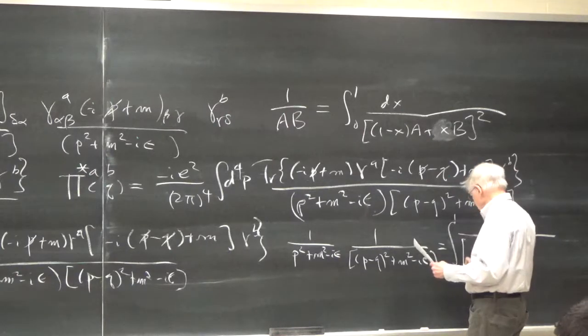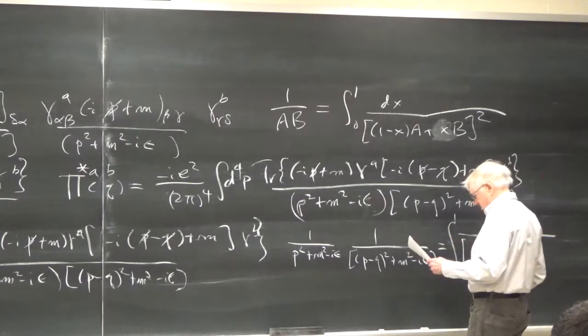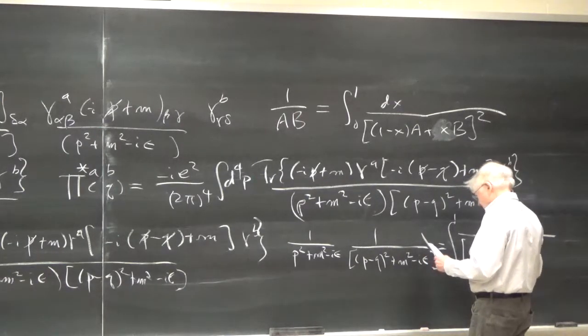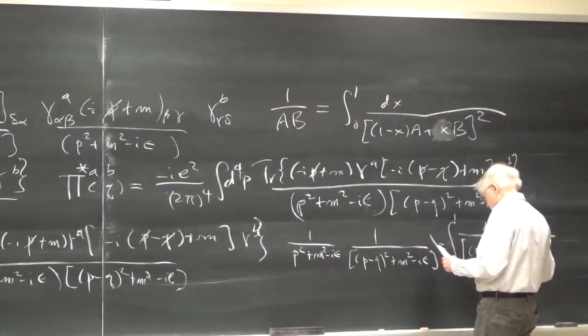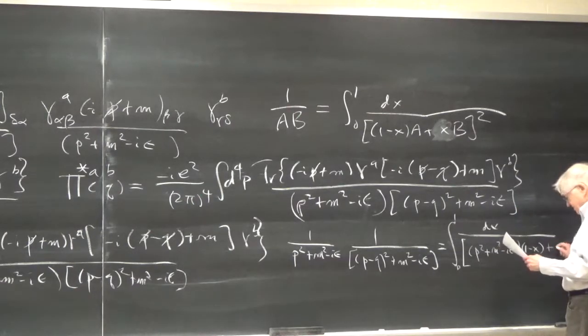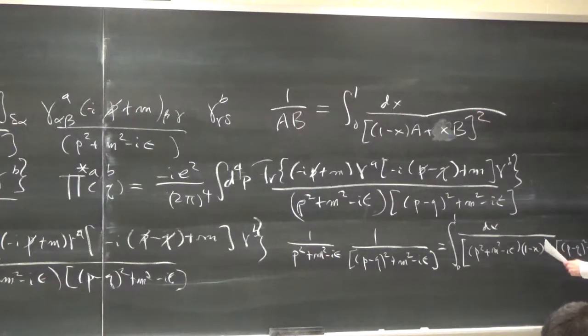I don't think I need so many parentheses. So let me just put a notation there. Let's just say this is then p squared plus m squared minus i epsilon times 1 minus x, plus, oh, I do need the extra thing, damn it. (p minus q) squared plus m squared minus i epsilon, times x, all of that squared. So that's the trick.